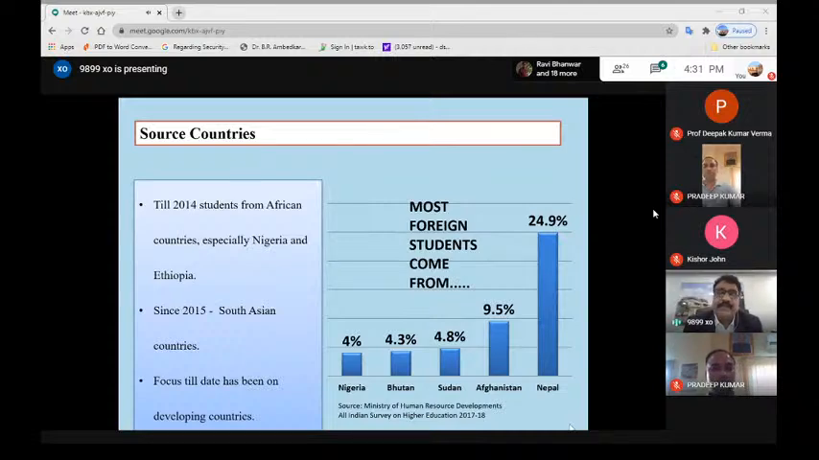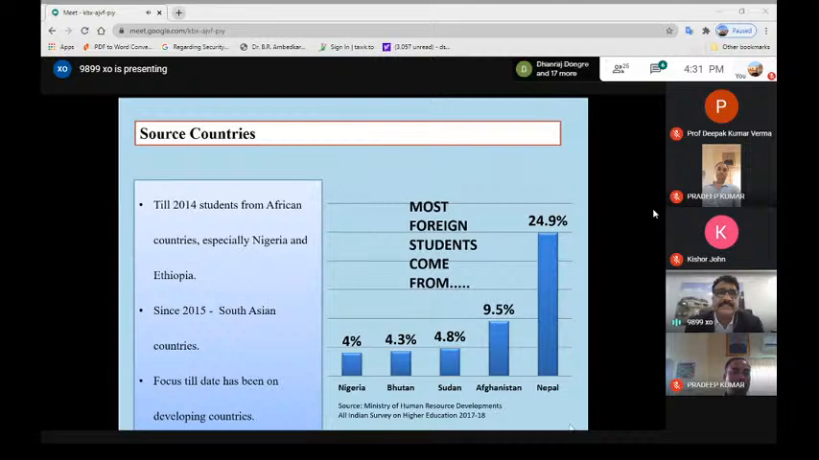Then 9.5% of students are from Afghanistan, 4.8% from Sudan, 4.3% from Bhutan, and 4% from Nigeria. It means whatever students we receive are from less developed countries, and that is a real challenge for us: how should we attract the Western world? In fact, most of these students get admission in scientific areas, either engineering, pharmacy, or technology, or a master's in science, and so on.